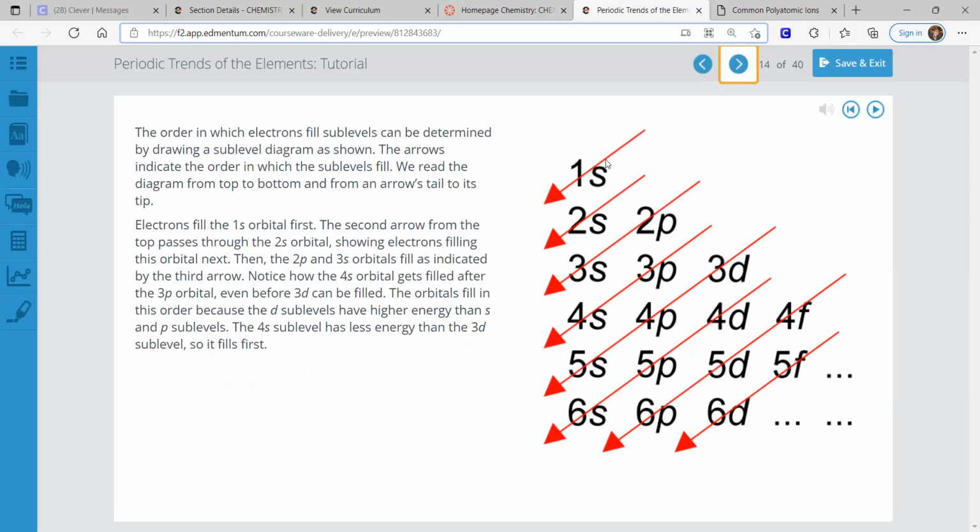And this picture helps you remember which level you need to fill in first. You start from the top right and then drag the arrow towards the bottom left. As you cross these off, that will show you the correct order: 1s, 2s, 2p, 3s, 3p, 4s, 3d, 4p, 5s, and so on.